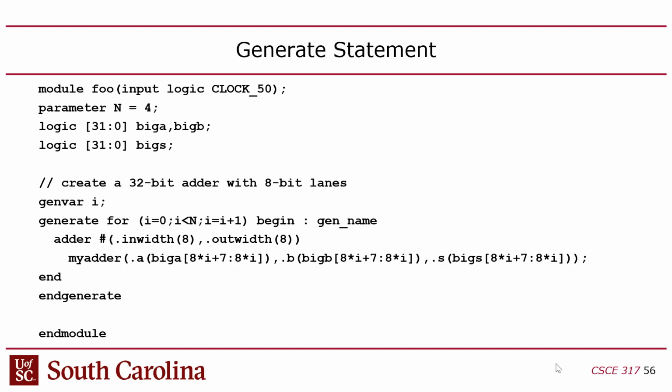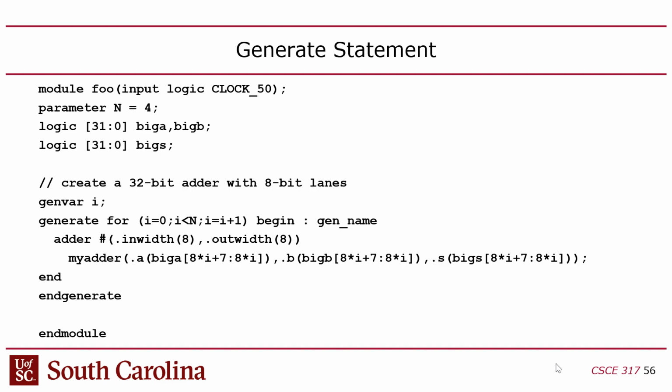And so when I connect the A input, I have to do a little math here to figure out for each one of these adders which ranges of bits I want to send in. Well, the math is 8 times I plus 7 down to 8 times I. So when I is 0, this is going to be 7 down to 0. When I is 1, this is going to be 15 down to 8. When I is 2, this will be 23 down to 16.